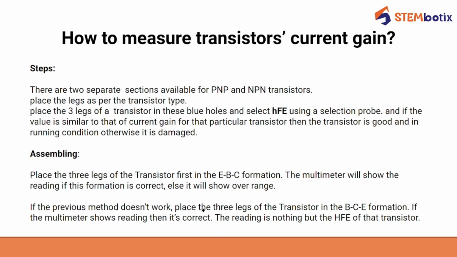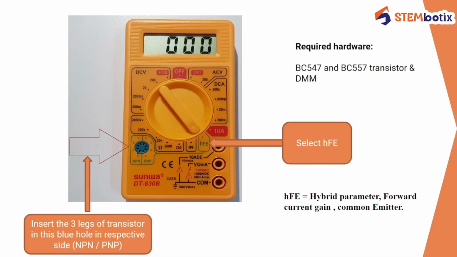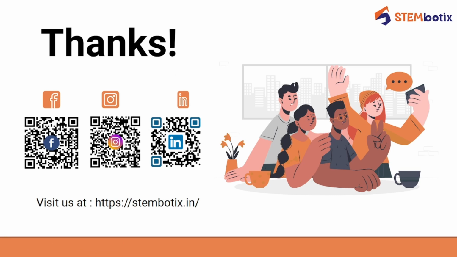If the multimeter shows a reading, then it's correct. The reading is nothing but the HFE of the transistor, and HFE is the hybrid parameter forward current gain for common emitter. So this is how you can measure the current gain of your transistor, or check your transistors. Thank you so much. This was all about the digital multimeter.